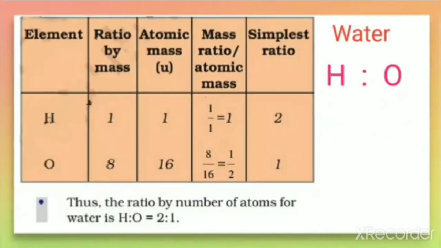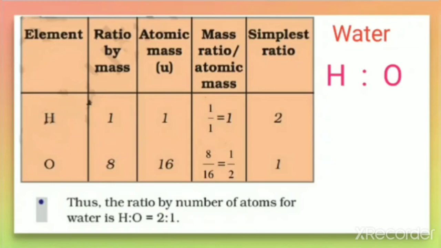For this, you need to make a table in this way. This is the table which is given in your textbook. We have to make the table with these columns. First is element. Second column, ratio by mass. Third column, atomic mass. Fourth column, mass ratio divided by atomic mass, and the last column is for simplest ratio. What we are doing here is converting the ratio by mass into ratio by number of atoms. So the last column, the simplest ratio, is actually the ratio by number of atoms for that molecule. So how do we do this? Let us take the example of water.